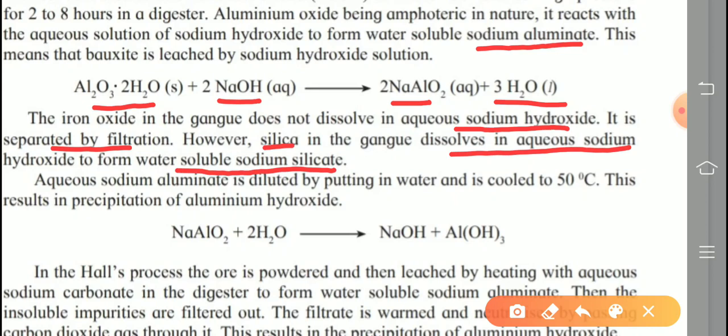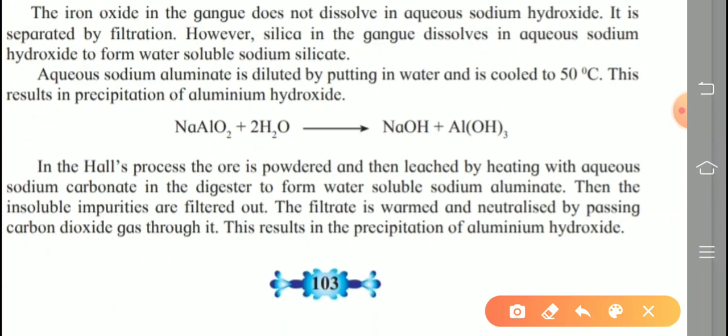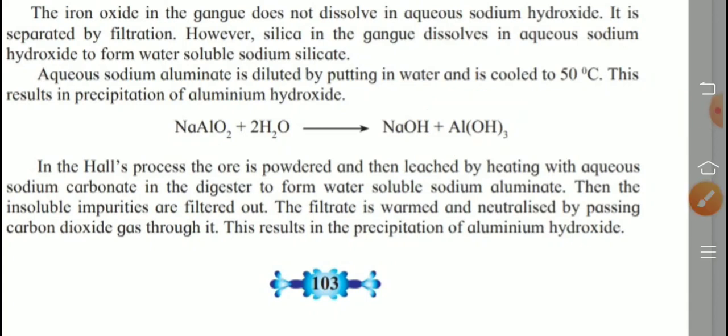Now aqueous sodium aluminate is diluted, meaning mixed with more water, and is cooled to 50 degrees Celsius. This results in precipitation, meaning forming particles of aluminium hydroxide. The reaction is given here. Sodium aluminate, when diluted with water, forms NaOH, sodium hydroxide, and a precipitate of aluminium hydroxide particles. So this is Bayer's process.